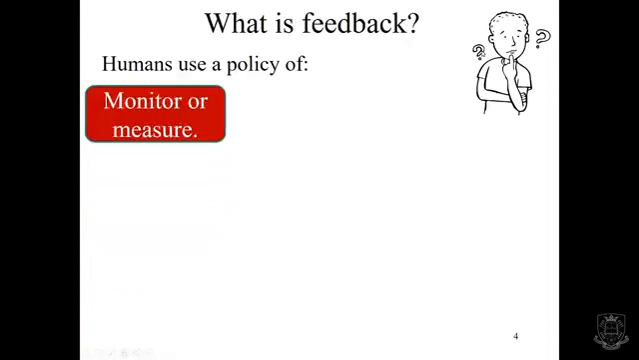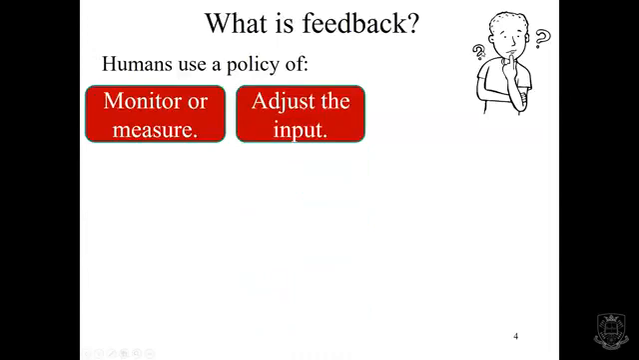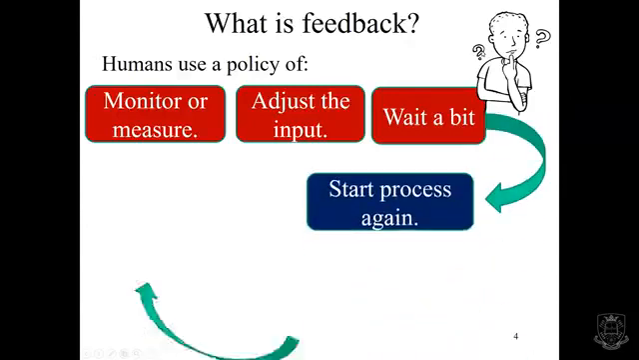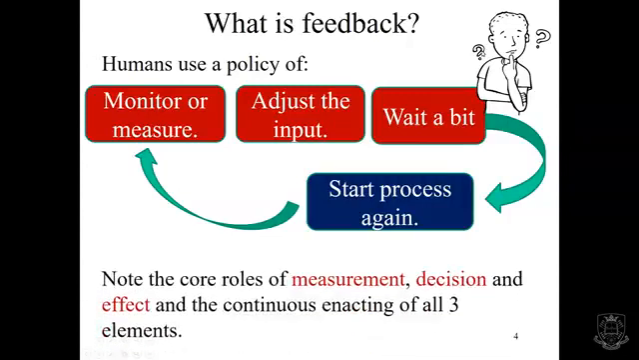First of all, we monitor or measure. Where is something at the moment? Is it where we want it to be? If not, let's change the input a bit. Having changed the input, let's wait a bit and see what happens, what's the effect. And then we start the process again. Having waited a bit, we measure again and say, is it where I want it to be now? Do I need to change the input a bit more? Let's wait a bit more. And you'll see we've got a loop. We go round and round and round.